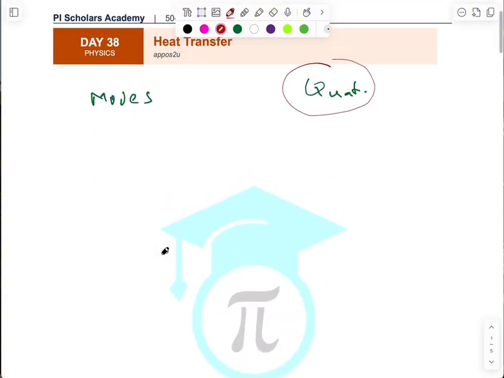We have three major ones, and these three major modes of heat transfer also involve different states of matter. For example, the first one is known as conduction. Conduction only involves solids. This happens in solids. And what is this conduction process?